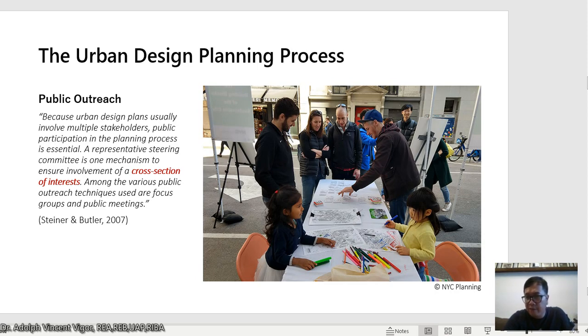When you say focus group, guys, these are just small groups wherein they will brainstorm on a certain idea. And public meetings already involve a lot of people, for instance, an entire community. Public outreach is really important because it is the public that will be affected by the urban design plan.